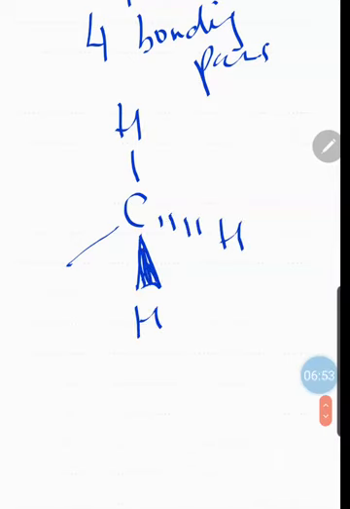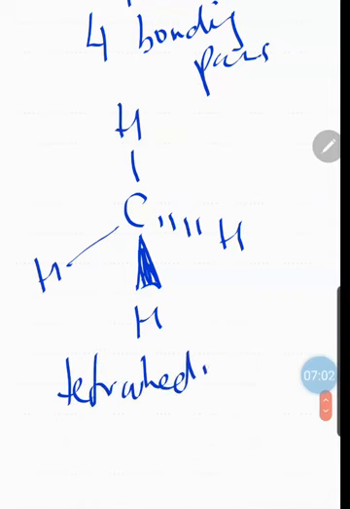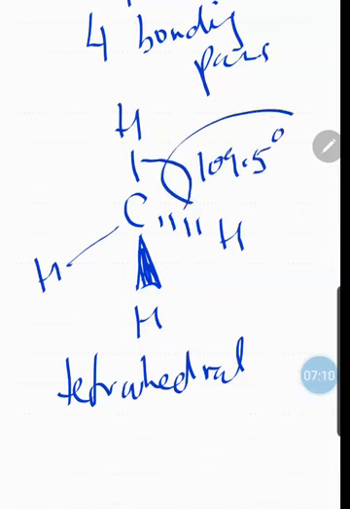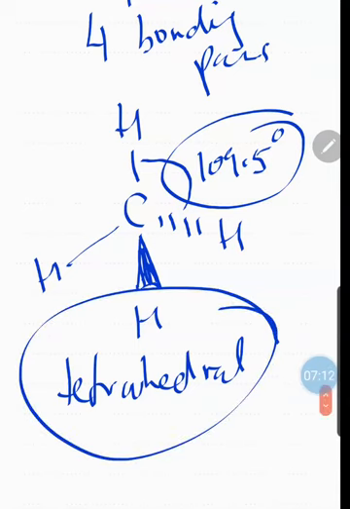You can have a read of what the dotted and the wedge mean. So there you are, it's tetrahedral, and the bond angle between bonding pairs is 109.5. This bit, what I've circled, you've just got to remember. So any shape that has 4 bonding pairs and no lone pairs will always be tetrahedral.